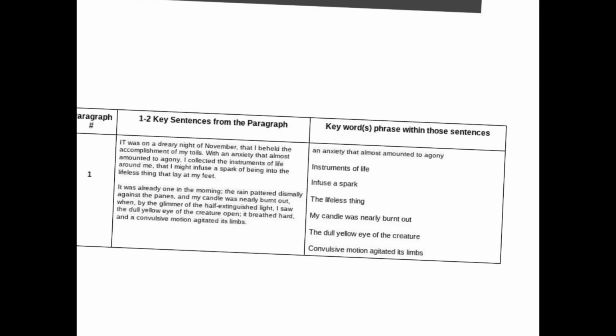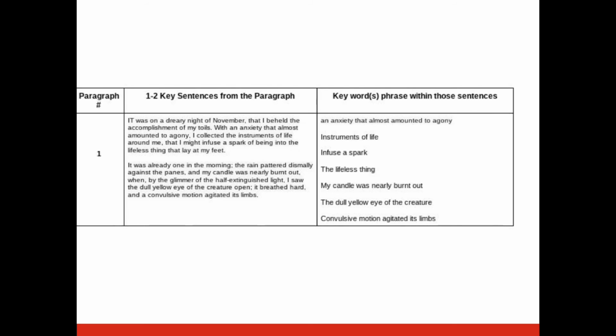So again, this is from chapter 5, and the first sentence that I pulled: it was a dreary night of November that I beheld the accomplishments of my toils. With an anxiety that almost amounted to agony, I collected the instruments of life around me that I might infuse a spark of being into the lifeless thing that lay at my feet. So I want to consolidate that down to its bare essence. For me, the key words were an anxiety that almost amounted to agony. I thought that was an important set of words.